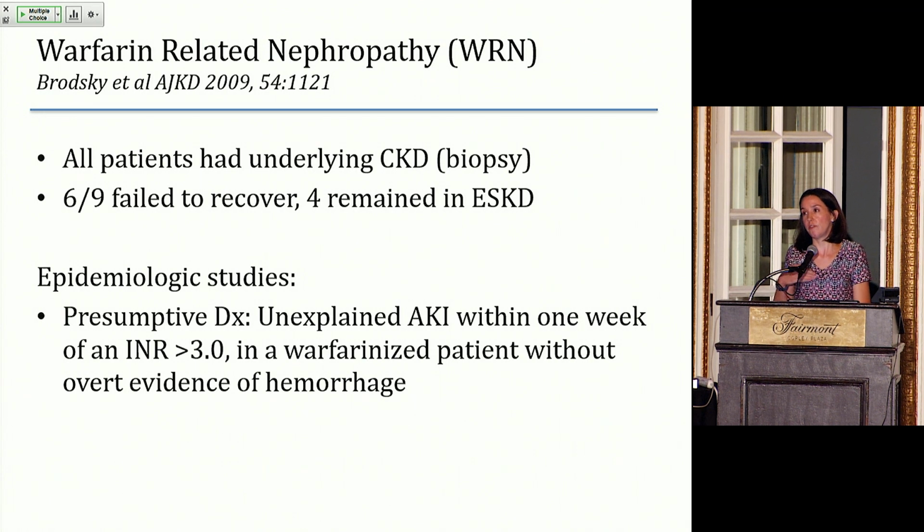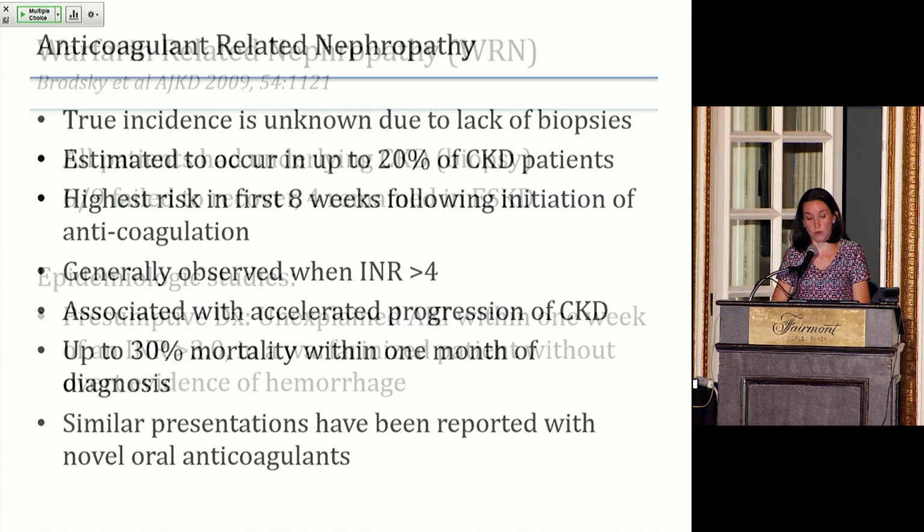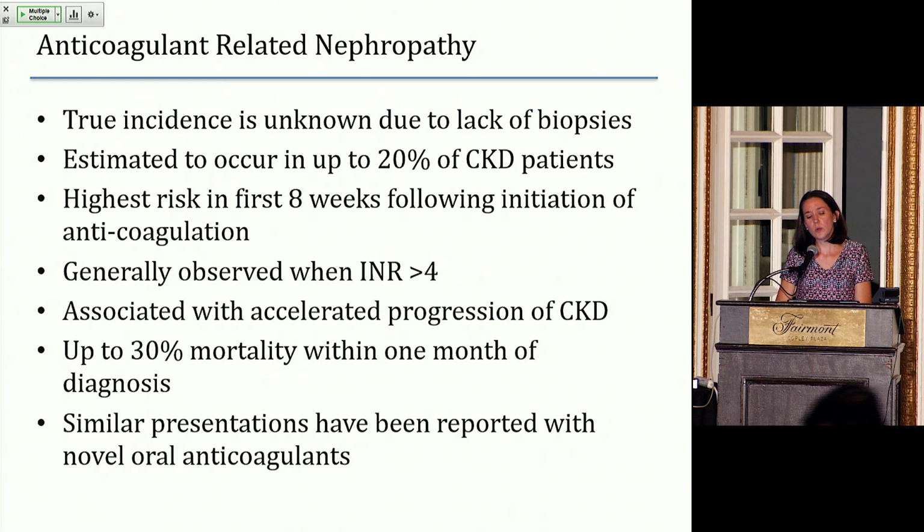The same group did a follow-on epidemiologic study where they looked at unexplained acute kidney injury within 1 week of having an INR over 3 in warfarinized patients without evidence of hemorrhage. This is being reported in the literature, and really the true incidence is unknown because most of us tend not to biopsy these patients frequently because you can't stop the anticoagulation. But it is estimated to occur in up to 20% of patients with chronic kidney disease where they initiate anticoagulation, that they develop a subsequent AKI.